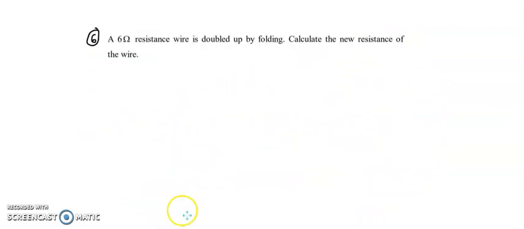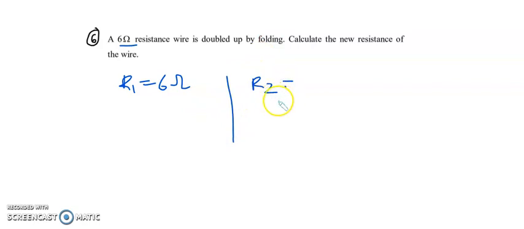Sixth question. Again, the resistance of 6 ohms is doubled up by folding. So there is a 6 ohm resistance wire which is doubled. We need to find the new resistance. The old length was L. The new length is 2L because it is doubled. So the initial length is L, the second length is 2L. You need to find the new resistance. Again, rho and A, area of cross-section, are constants.